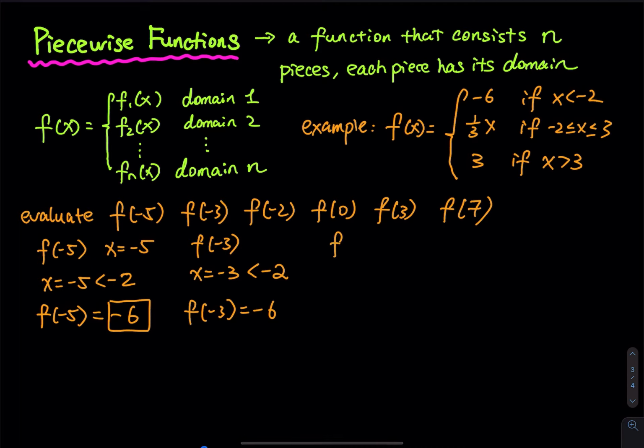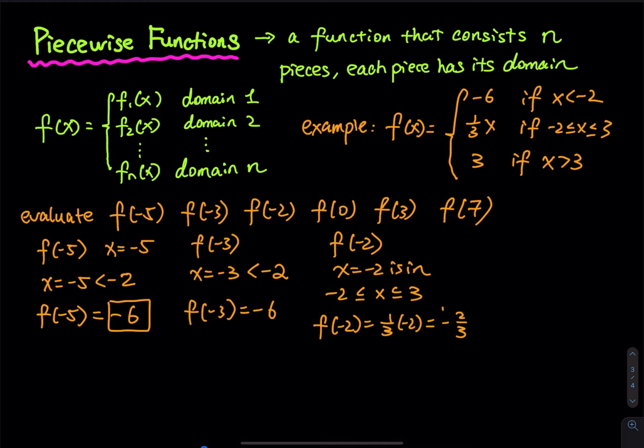The next one, f of negative 2. Is negative 2 less than negative 2? No, right? So x equals negative 2 is in here, between negative 2 and 3, since negative 2 equals negative 2. That's why we are taking the second piece. Then f of negative 2 equals 1/3 times negative 2, which is negative 2 over 3. So in this piecewise function, when x equals negative 2, y equals negative 2 over 3.